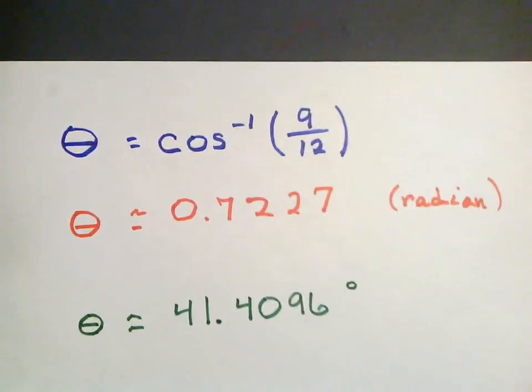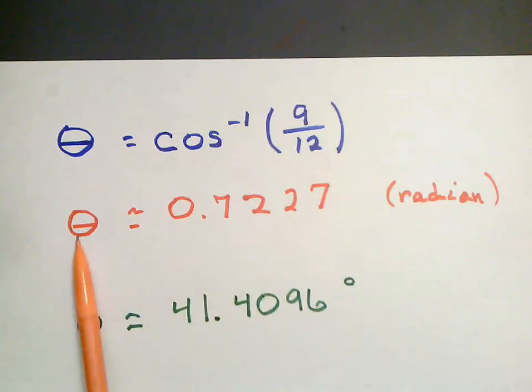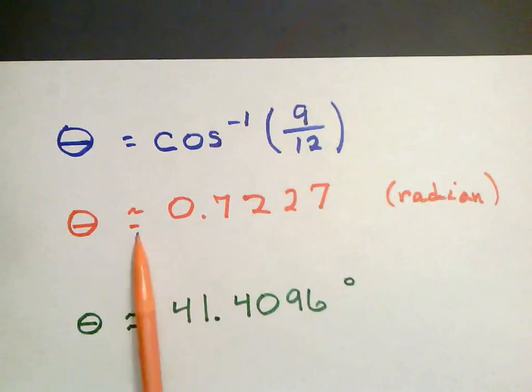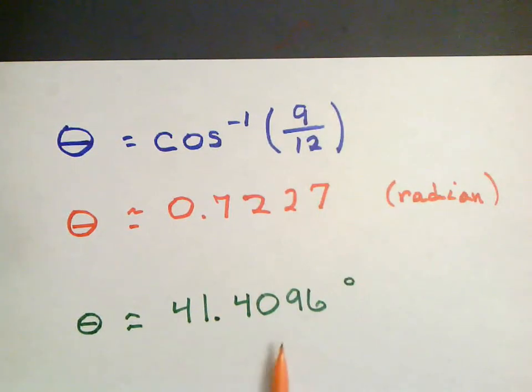Then we put this into our calculator. Let's first of all put our calculators in radian mode. When we put our calculator in radian mode, we're going to get that the angle measure is approximately 0.7227 radian. We put our calculator in degree mode, we're going to get that the angle is approximately 41.4096 degrees.